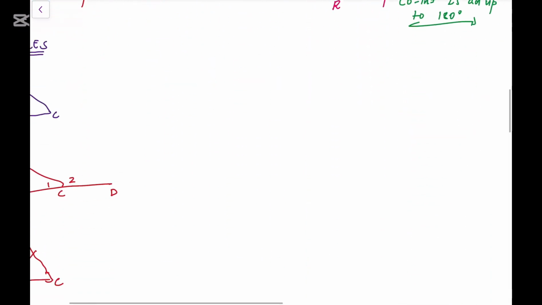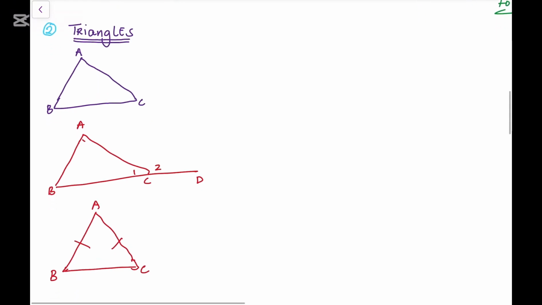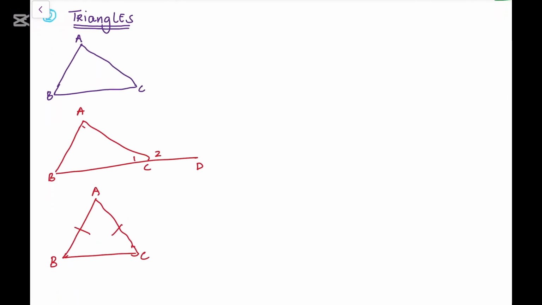So now let's move to triangles. We also have triangles that you need to remember. I'll try to move a little bit quicker so that we get into grade 11 and grade 12 theorems very quickly. So triangles, you need to remember types of triangles: equilateral triangle, scalene triangle, isosceles triangle. You need to know the properties of those triangles.